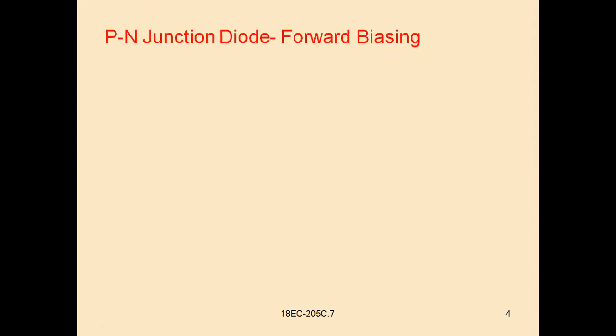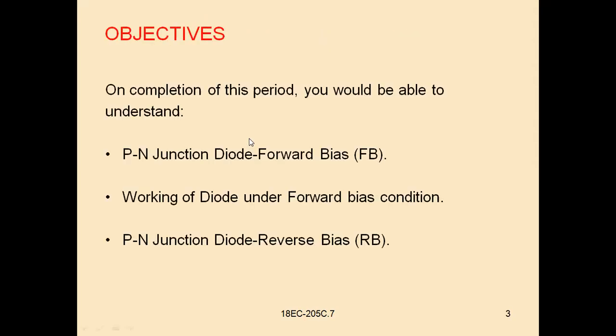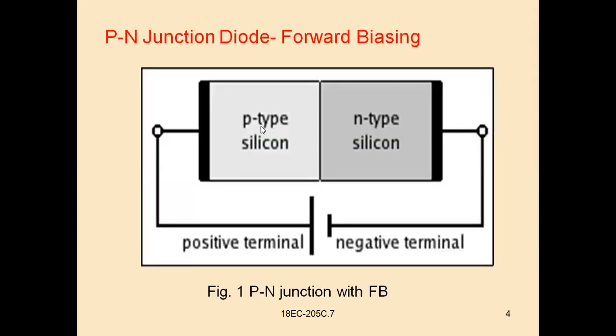Let me tell what is biasing. Biasing is nothing but the application of an external voltage, connecting the external voltage. So assume it is a p-n diode, which is formed by p-type and n-type silicon semiconductor.